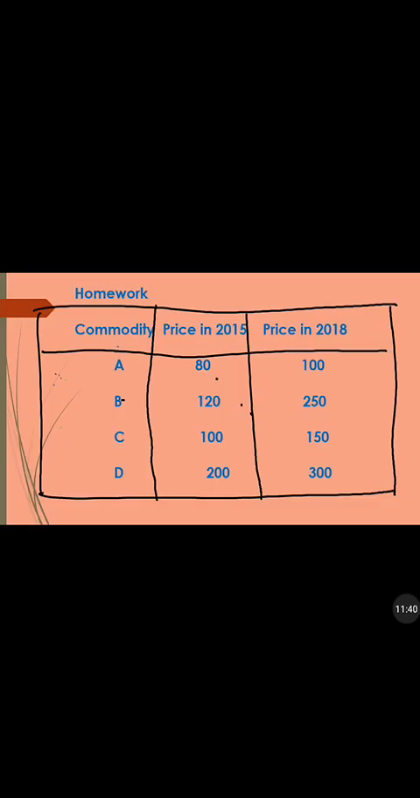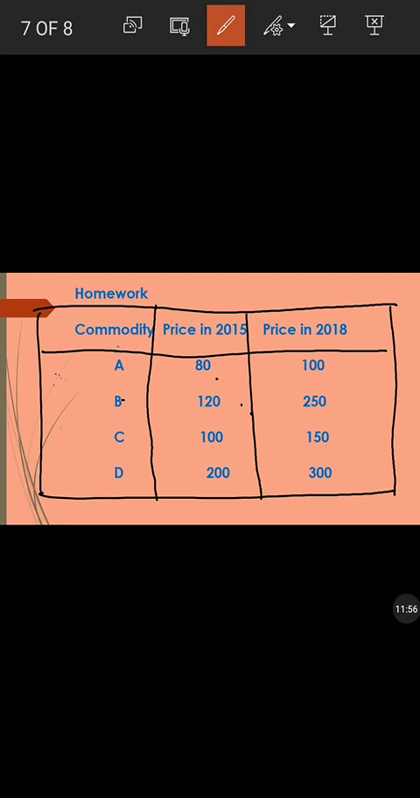Now this is the homework problem. Do this homework and upload it in the Google Classroom. It's very simple. Here I have given the price in 2015 and the price in 2018. Which should be taken as P0? This is P0 and this is P1. The year 2018 comes later, so it is P1, and 2015 is taken as P0. P0 is the base year price, and P1 is the current year price.